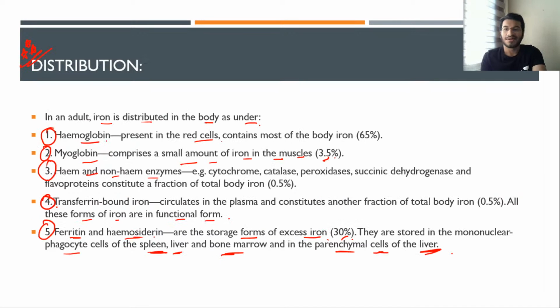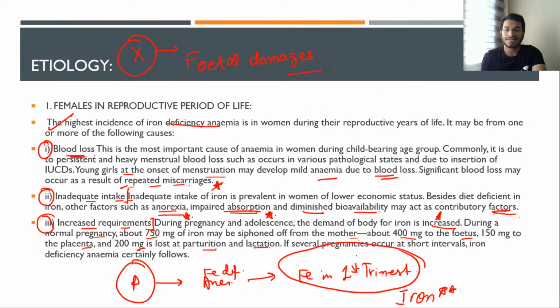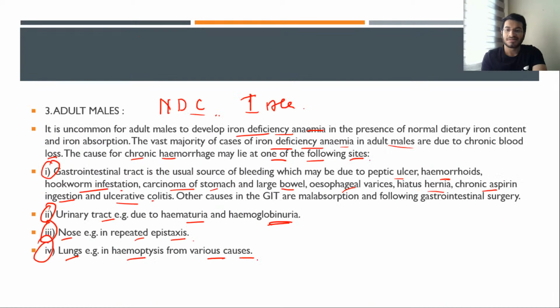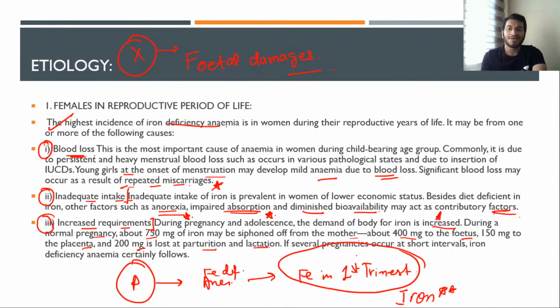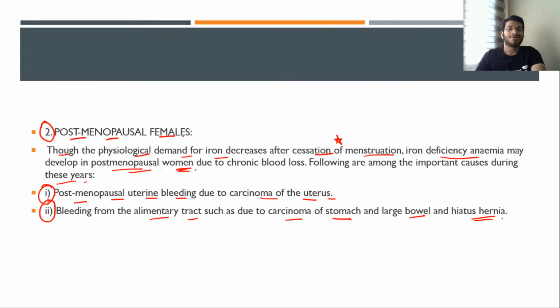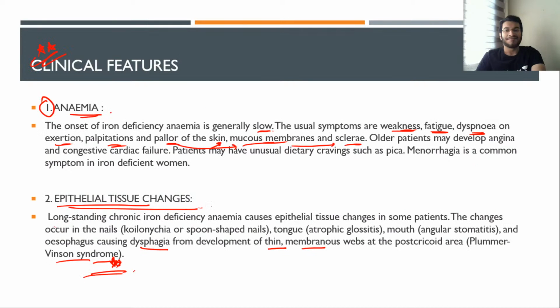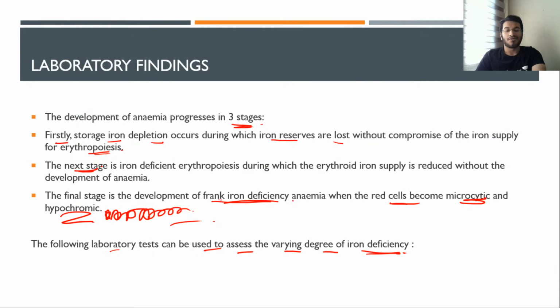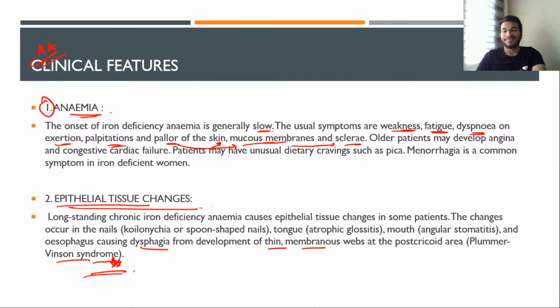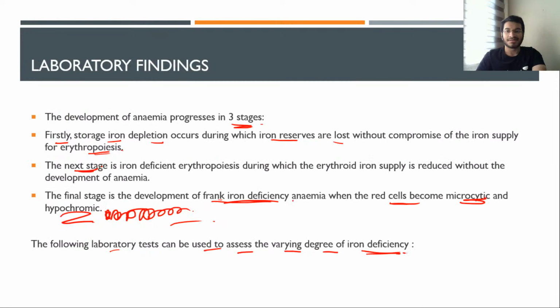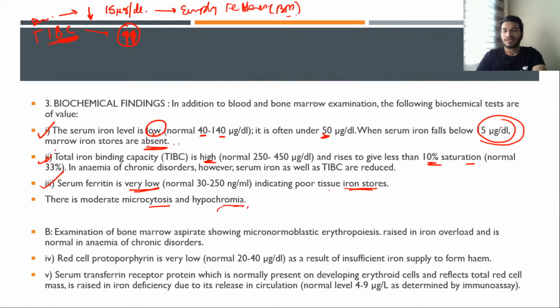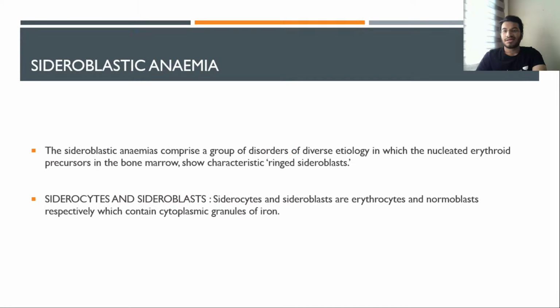Excretion we have already talked about, distribution we have already talked about, pathogenesis we have already talked about, etiology भी discuss कर ली है. So etiology में हमने first of all female in reproductive life, then postmenopausal females, adult males, infants and children. Right? So ये सब discuss कर लिया है. क्लिनिकल फीचर्स भी डिस्कस कर लिए हैं, क्रोनिक चेंजेस भी डिस्कस कर लिए हैं, एनीमिया भी डिस्कस कर लिया है, लेबोरेटरी फाइंडिंग्स भी डिस्कस कर लिए हैं. राइट, सो नाउ लेट्स मूव टू द सिडेरोब्लास्टिक एनीमिया.